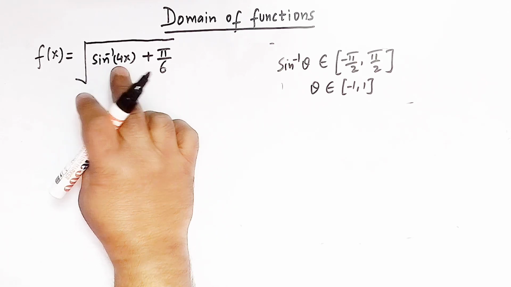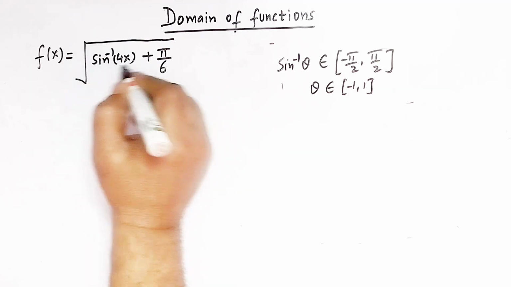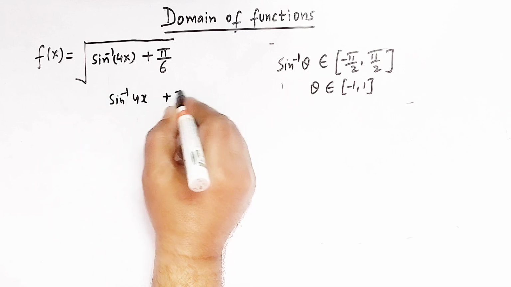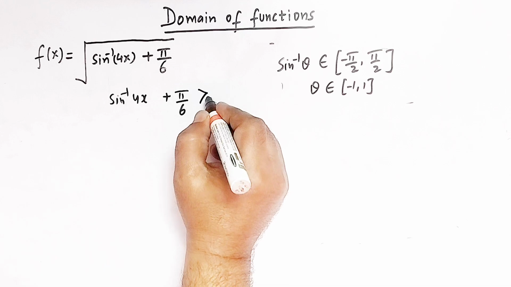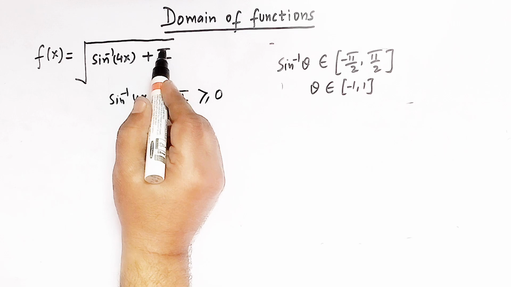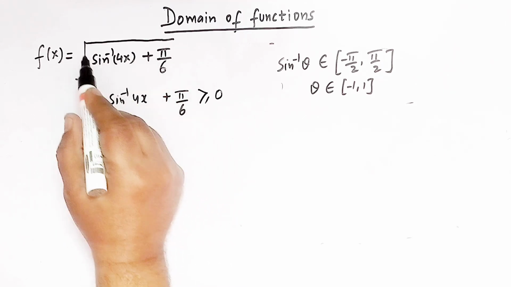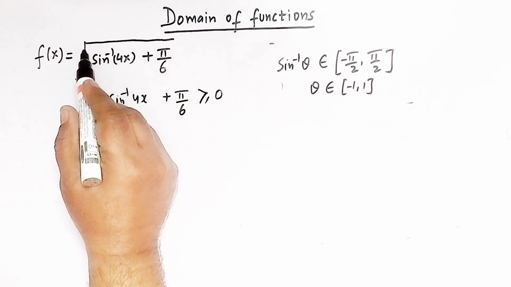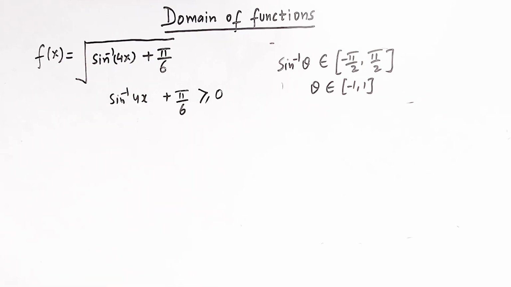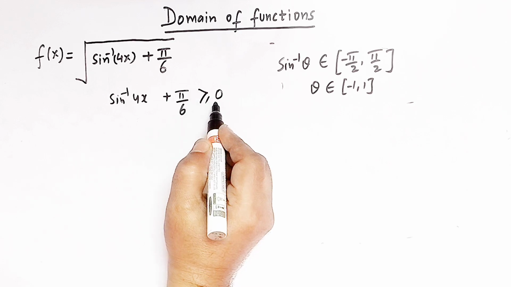Now here we have the square root sign. So the first condition is that this entire term, that is sine inverse 4x plus pi by 6, should be greater than or equal to 0. So this term should be either 0 or positive, because we cannot have a negative number inside the square root sign, because in that case the number becomes a complex number, right? So sine inverse 4x plus pi by 6 should be greater than or equal to 0.